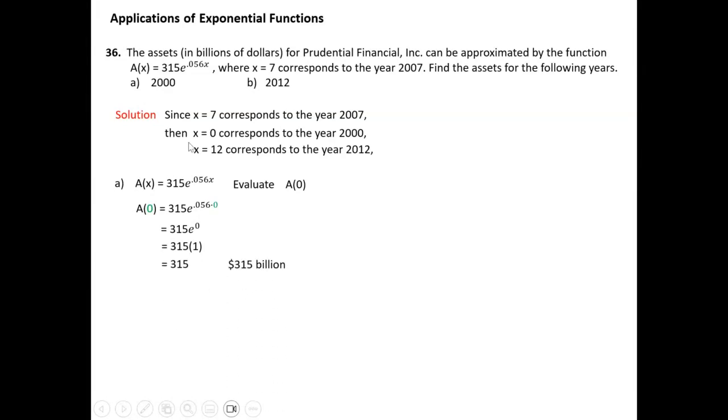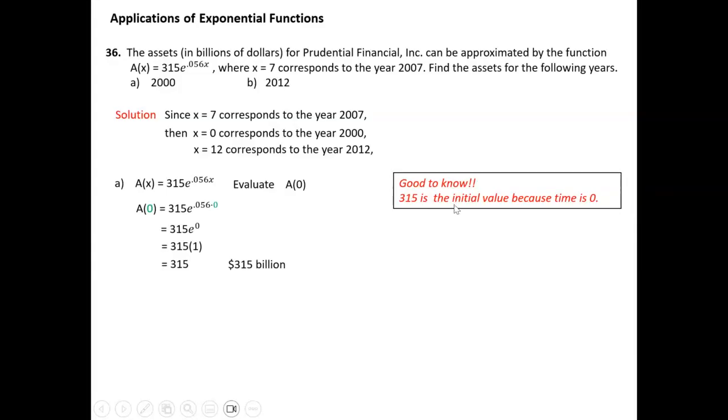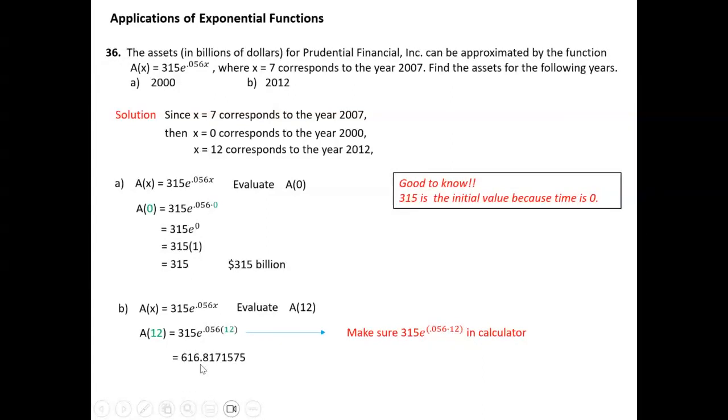So it'll be $315 billion because the assets are in billions. That's why it'll be 315 billion. Now it's always good to know that when the time is 0, the 315 will be the initial value, and it's good to know for the next problem that we're going to be doing. But let's finish it off with B now. So we're going to be evaluating A at 12, which means I'm going to plug in 12 for the x's. And all we do is use your calculator, and you get your answer. So it'll be about $616.8 billion. That's the answer for B part.